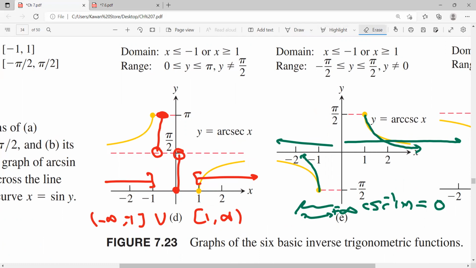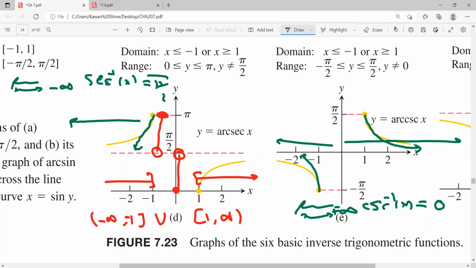Okay, limit of x approaching minus infinity of secant inverse of x. Yes, pi over 2. I'm going to minus infinity, but the graph is coming back to here, decreasing to here. Pi over 2. The same thing is true for here. You got it? Good.